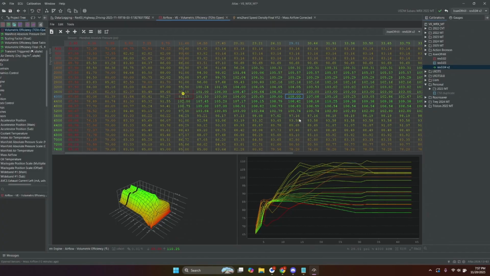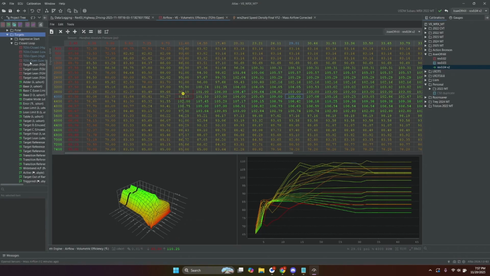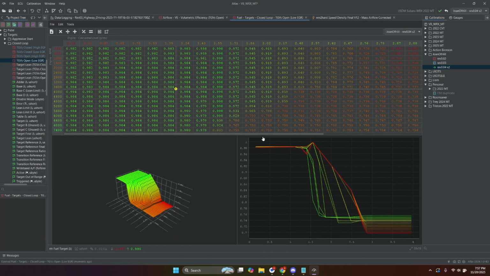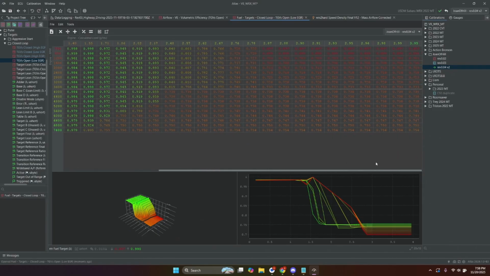Okay, and how does this all relate to the fuel trim? So let's look here. Fuel targets, closed loop, because we stay in full-time closed loop. TGB's open, low EGR. All right, your fuel targets, and I have my fuel in Lambda. Sorry if that confuses anybody. I prefer Lambda. Thank you, finally. It's the way it should be.